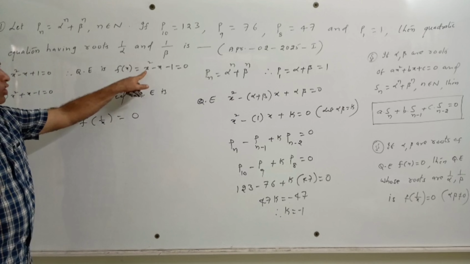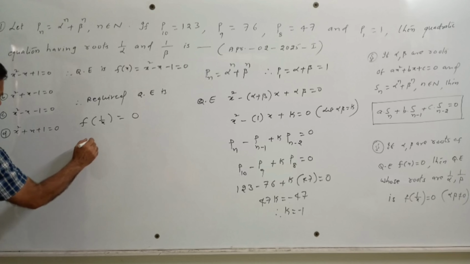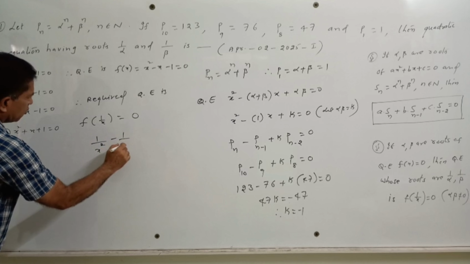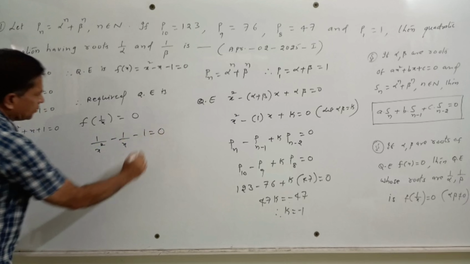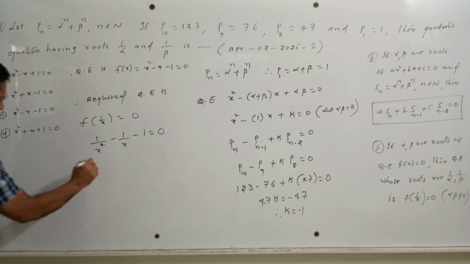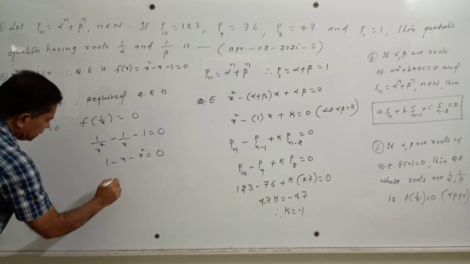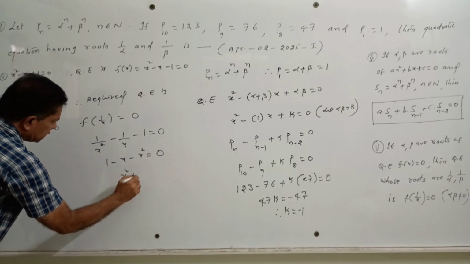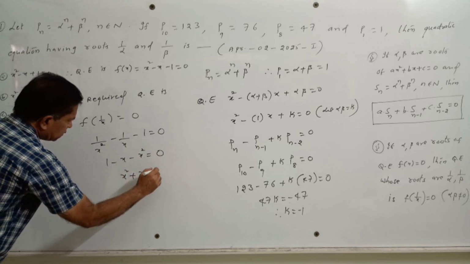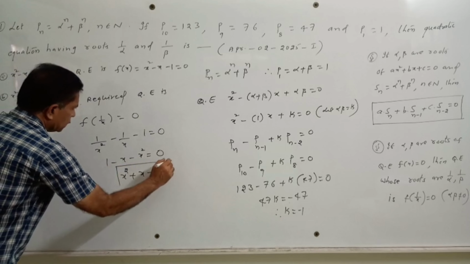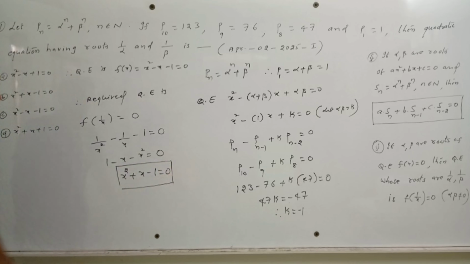So in the given quadratic equation, replace x with 1 by x. So it will become 1 by x square minus 1 by x minus 1 is equal to 0. Taking LCM, 1 minus x minus x square is equal to 0. Cancelling minus sign, x square plus x minus 1 is equal to 0. So this is the quadratic equation whose roots are 1 by alpha and 1 by beta.